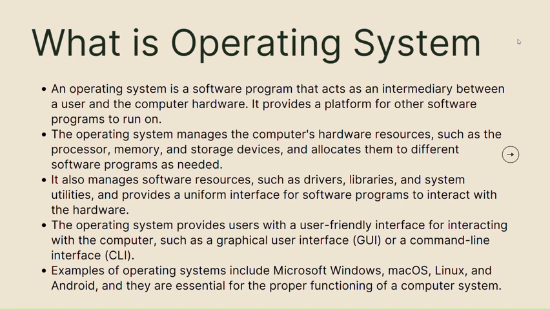It also manages software resources such as drivers, libraries, and system utilities, and provides a uniform interface for software programs to interact with the hardware. The operating system provides the user with a user-friendly interface for interacting with the computer, such as a graphical user interface or a command line interface. Examples of operating systems include Microsoft Windows, Mac OS, Linux, and Android, and they are essential for the proper functioning of a computer system.